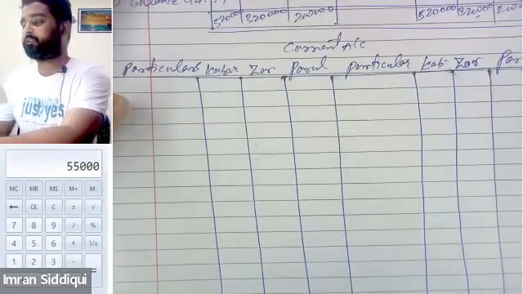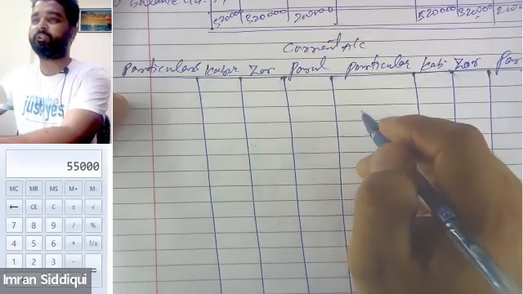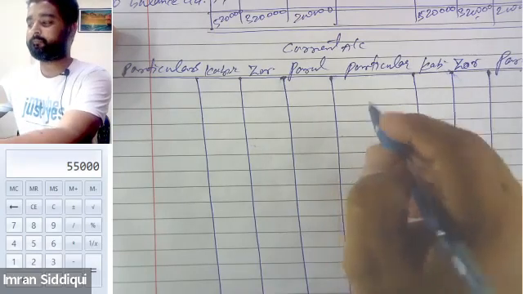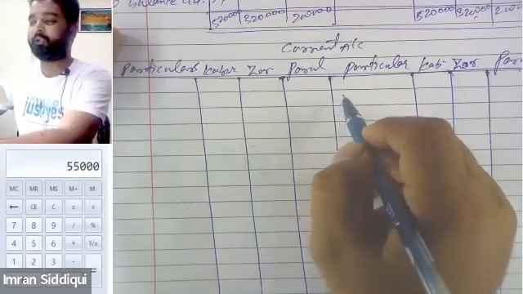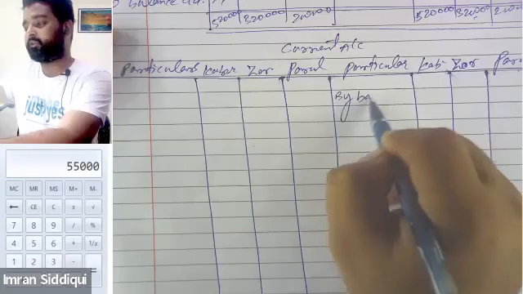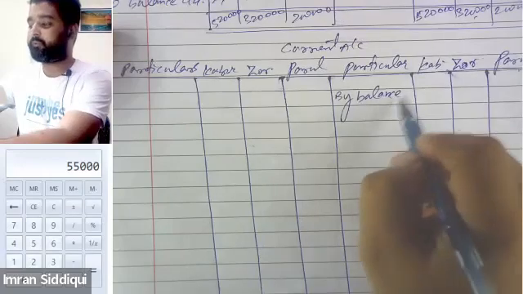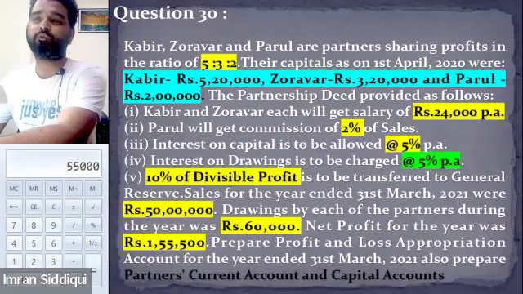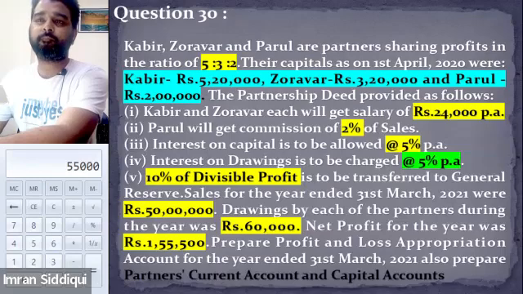So tell me, Aman, which is the first thing that we need to write down in the current account? What do we write in the current account in the first place? Aman or Halima? By balance brought down. That means by opening balance, by BD. And is the opening balance of the current account given anywhere in the question? Yes or no?